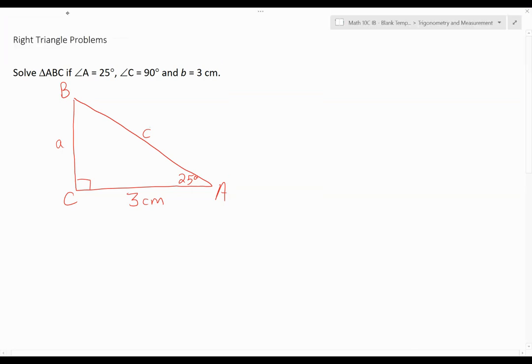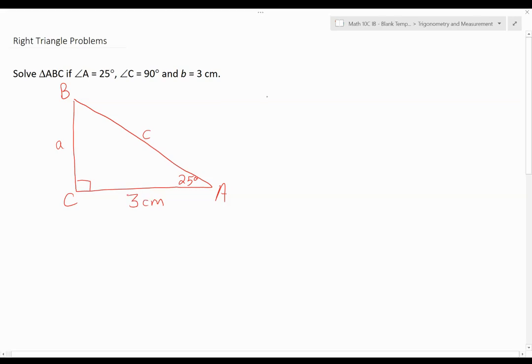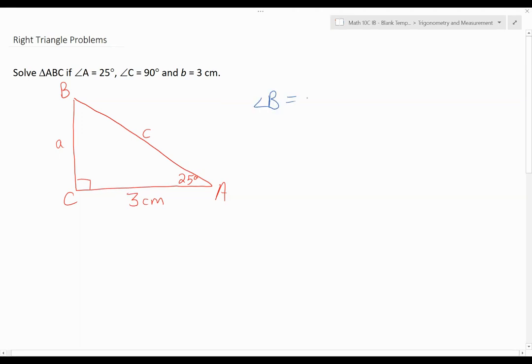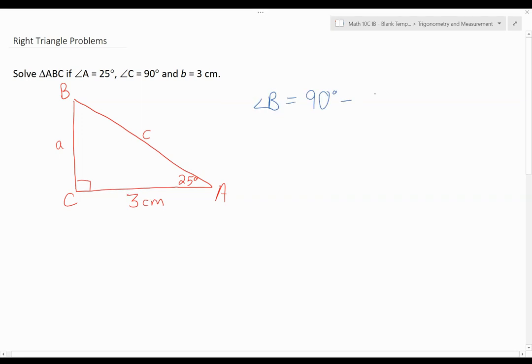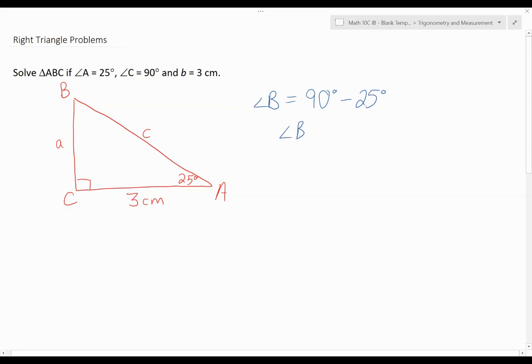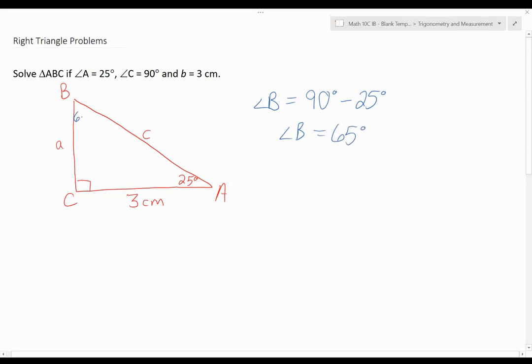So what we have here are 3 unknown values. We know the measures of 2 angles and the length of one side. We're missing the measures of 2 sides and the measure of one angle. In this case, the easiest one to find will be the measure of angle B, because we know that all the angles in a triangle have to add up to 180. Since one of them is 90, the other 2 have to add up to 90. So angle B is going to be 90 degrees minus 25 degrees. In other words, angle B has to be 65 degrees. So that right there is one of our measures figured out.